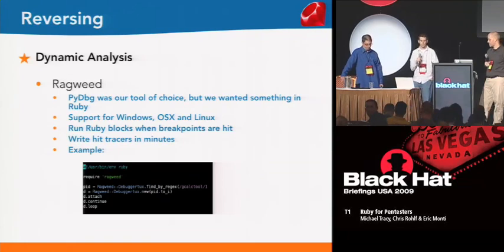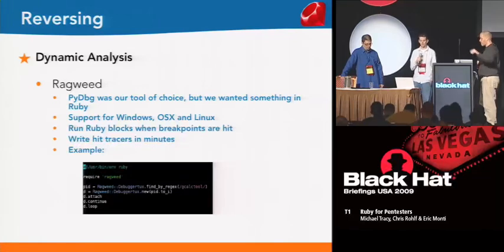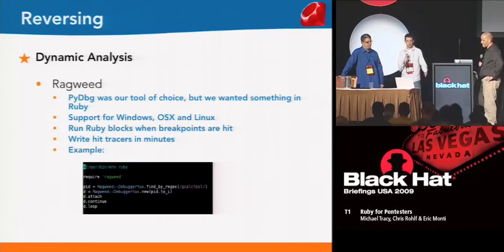What we mean by dynamic analysis in this case is running code under a debugger and watching what it's doing, watching the functions that are being called. And we developed a tool called Ragweed. Ragweed is basically a cross-platform scriptable debugger that works on Windows, OS X, and Linux.